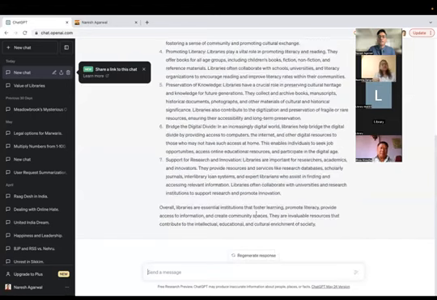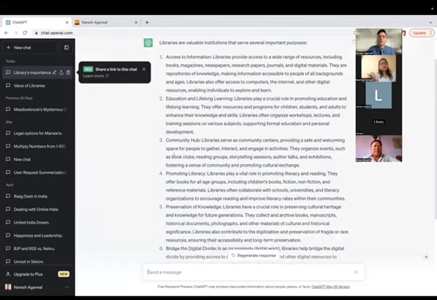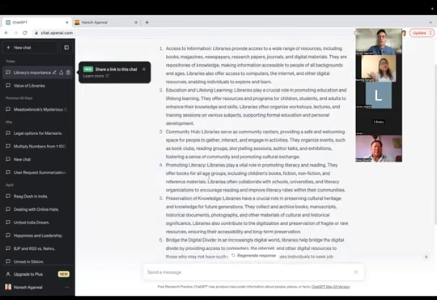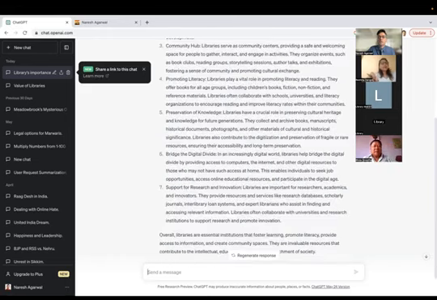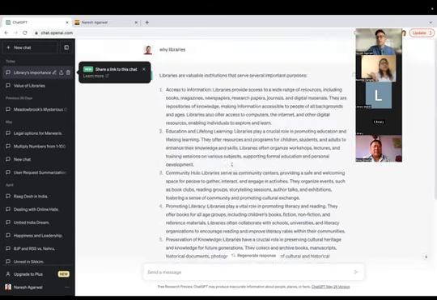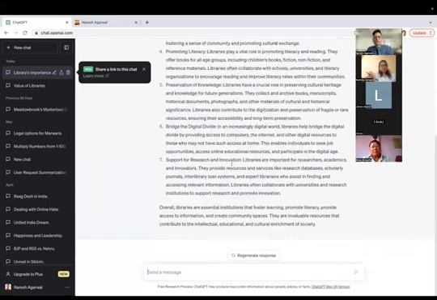libraries are essential institutions that foster learning, promote literacy, and provide access to information. So here: access to information, education, lifelong learning, a community hub, promoting literacy, preservation of knowledge, bridging the digital divide, and support for research and innovation. These are given as some of the primary reasons why libraries are needed, and we all kind of know about them.